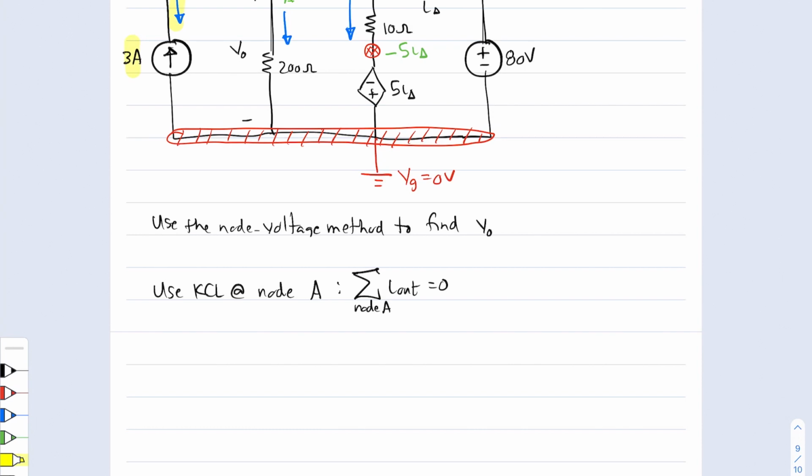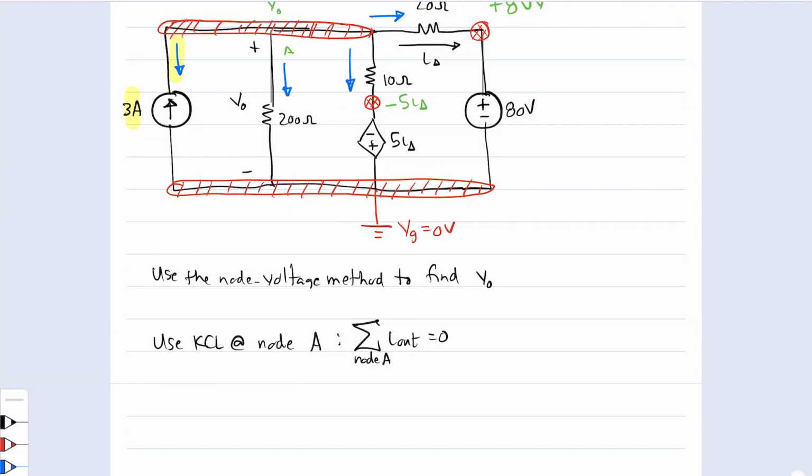Now, this one is relatively easy to take care of, right? We have 3 amps flowing into the node, which means into KCL, as my previous example showed, we have minus 3 amps going in. Then we have a current flowing from this node down to the ground node through the 200 ohm resistor. That means that we have V naught minus the ground node over 200 ohms, like this.